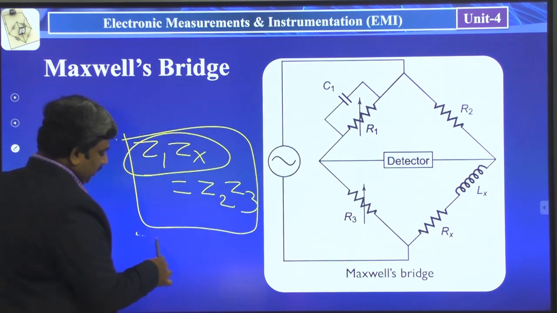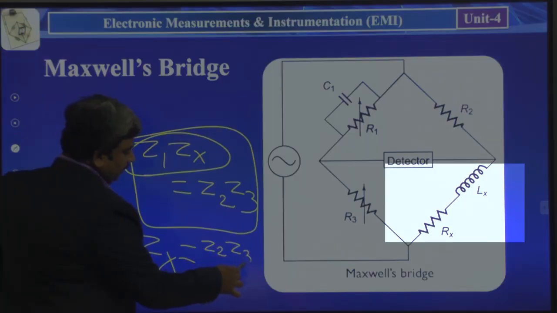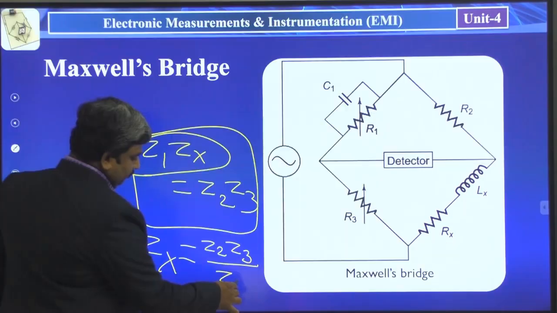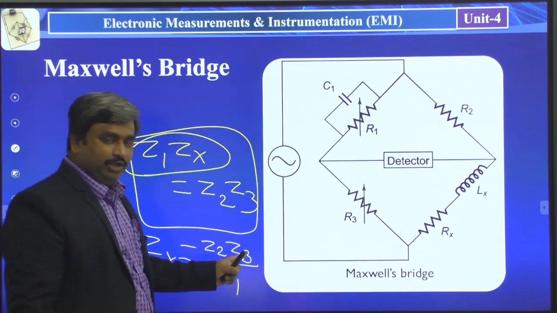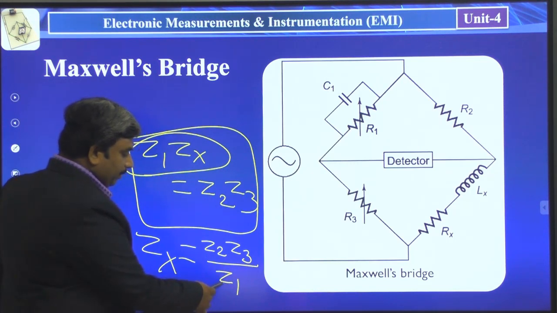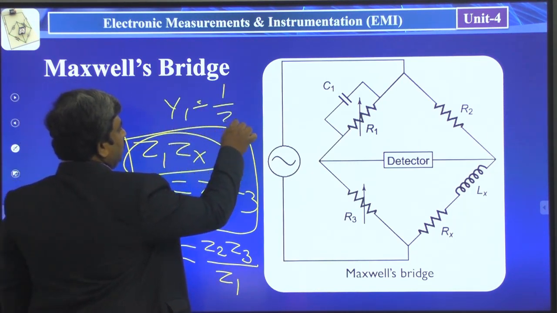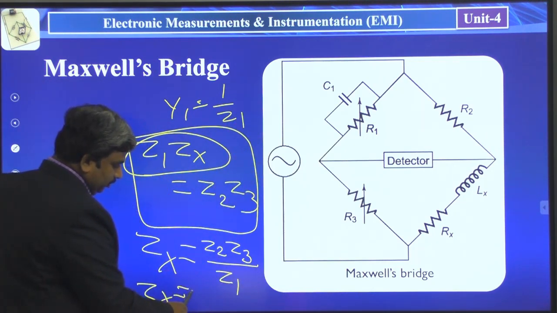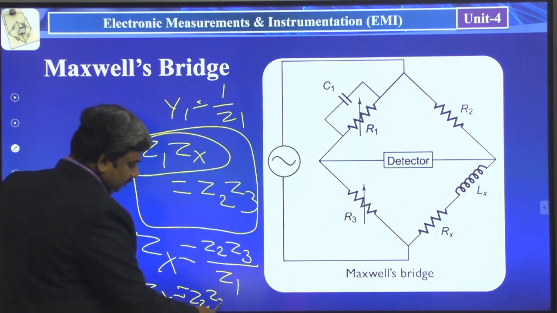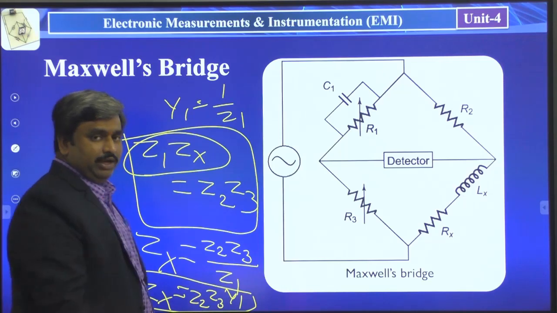From this we can write Zx is equal to Z2 Z3 by Z1. Otherwise you can write Z2 Z3 into Y1, since 1 by Z1 is equal to Y1. So Y1 is equal to 1 by Z1, and for that reason you can write Zx is equal to Z2 Z3 Y1. This is the equation we can write here. Let us see clearly.